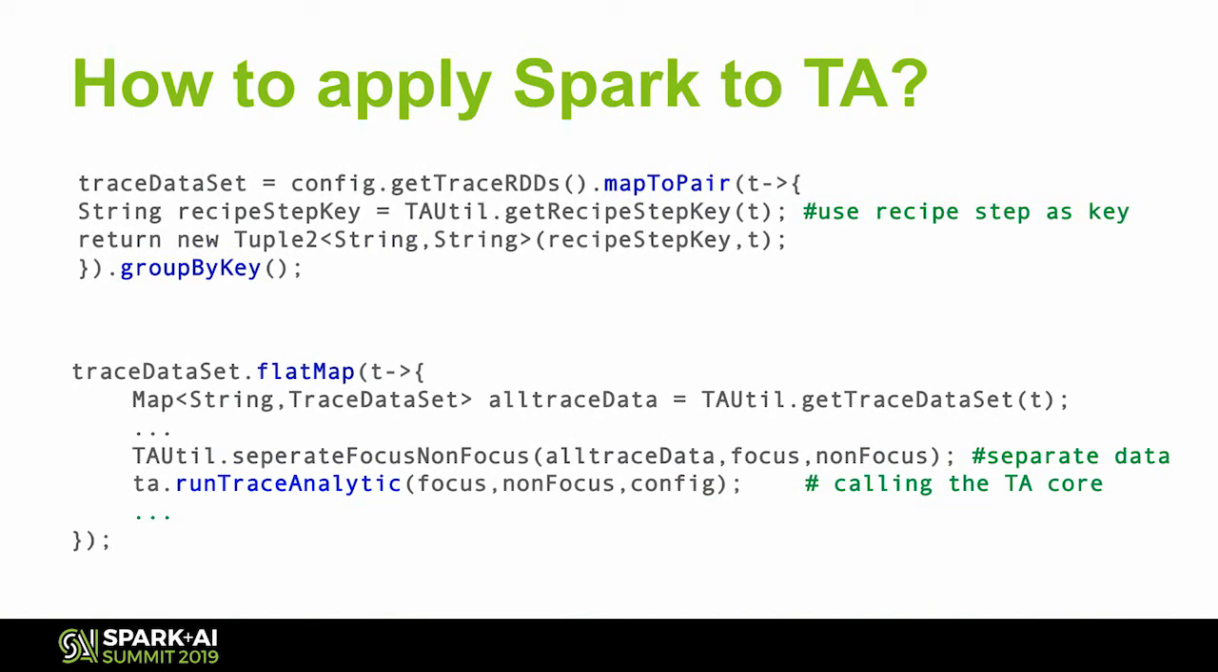So I'm going to explain the Naïve TA Spark version at a pseudocode level. Firstly, we use the mapToPair method in order to set trace data as key-value pairs. Basically, the key is the process step, recipe step, and the parameter, and the remaining are set as the value, which are the wafer and its sensor data and time data. And then the groupBy method distributes the data across nodes based on the key we set. Then we call the TA algorithm in the flatMap function. The runTraceAnalytic method executes the TA algorithm, and we can get the TA result.